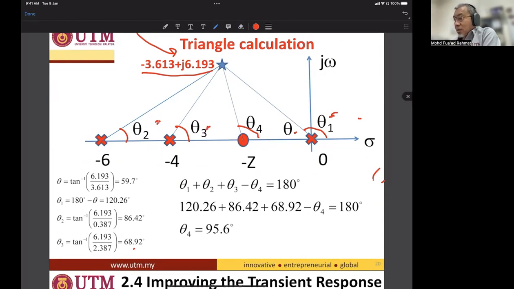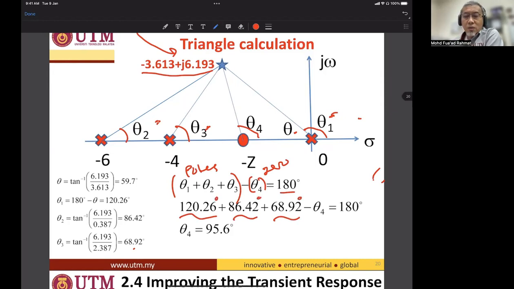So theta 1 plus theta 2 plus theta 3 are due to the poles, minus theta 4, which is due to the zero. This is what I call the angle criteria, equal to 180 degrees. Theta 1 is 120, theta 2 is 86.42, theta 3 is 68.92 degrees, minus theta 4, which is unknown because you want to know the location, equals 180 degrees. Therefore, theta 4 is 95.6 degrees.